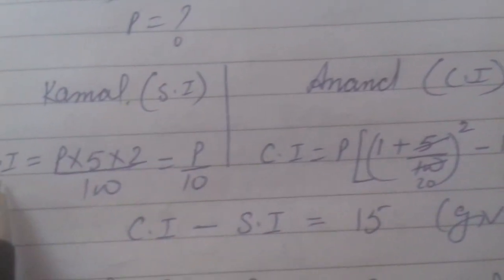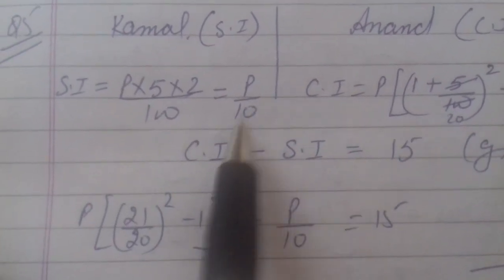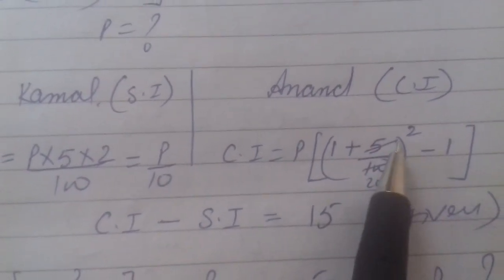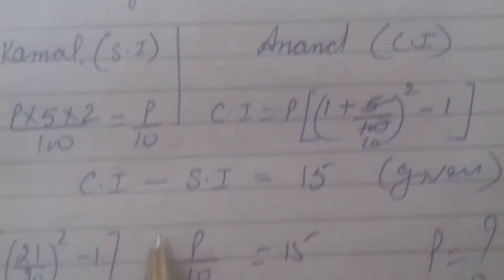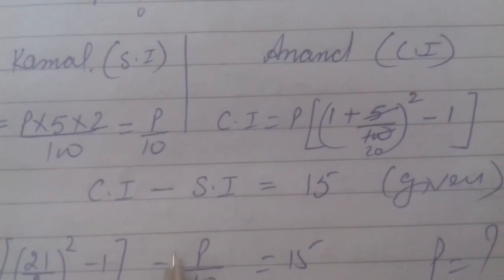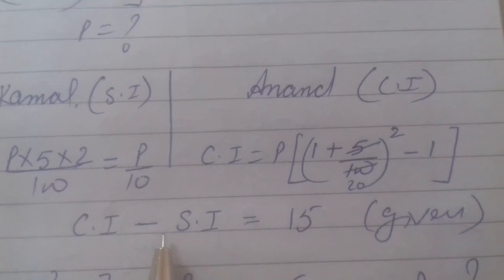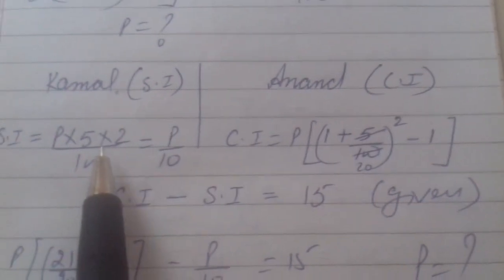So children, what is the formula of simple interest? PRT by 100. Compound interest, what is the formula? P into (1 plus R by 100) raised to the power n minus 1. And it is given that Anand receives 15 rupees more than Kamal. Anand will receive 15 rupees more than Kamal.